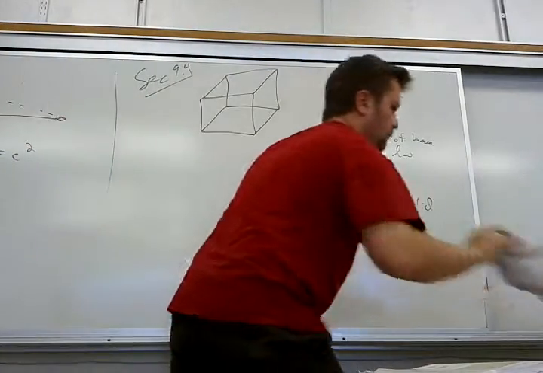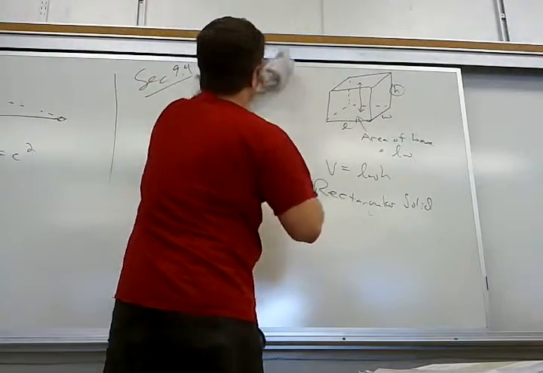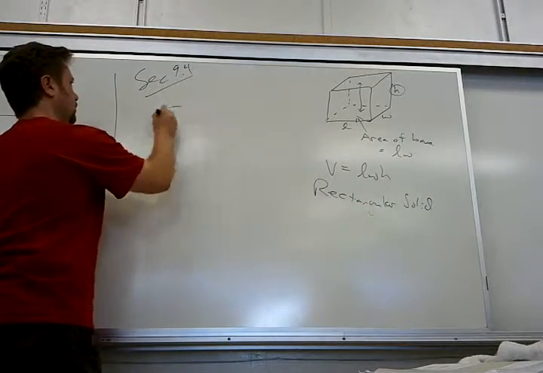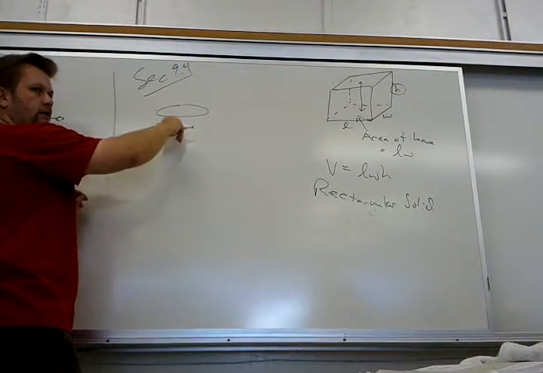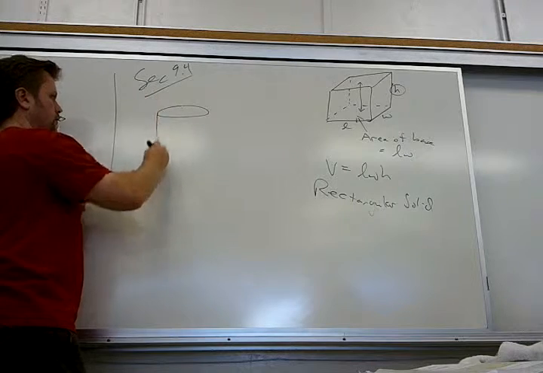So, for example, let me just show you how this works on a different shape. If I have a cylinder, watch, you draw like a little ellipse.